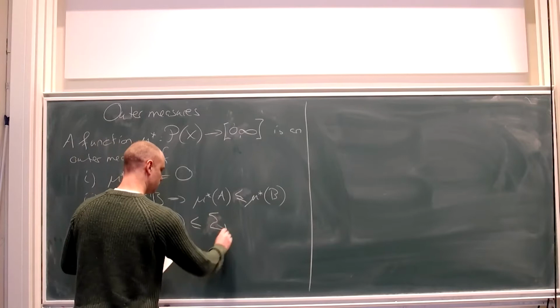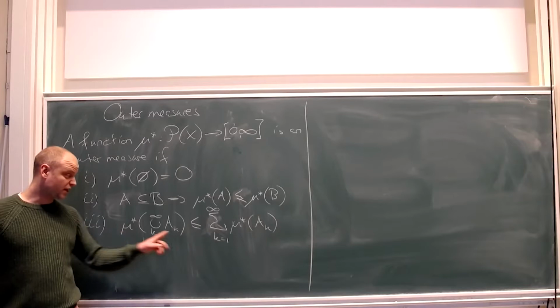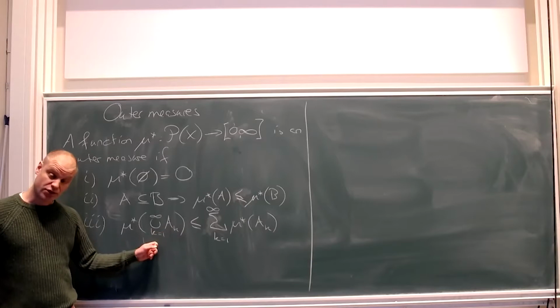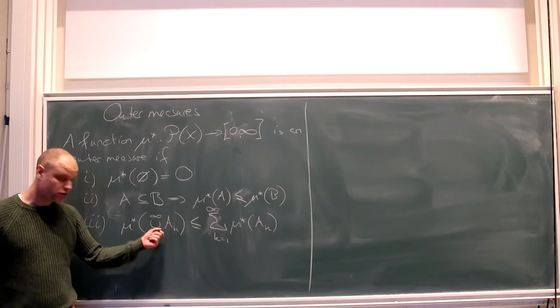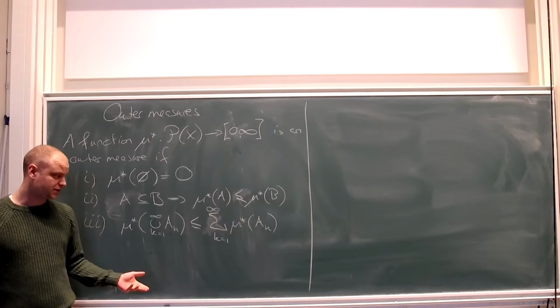If this was a measure, we would have identity here, and we would require that these guys are disjoint. Now, here we have inequality. So the measure of the infinite union of a bunch of sets should be smaller than just summing up the measure of each set, or outer measure, I should say.